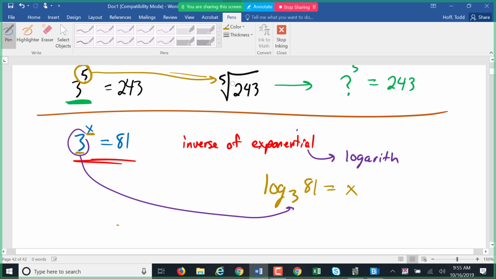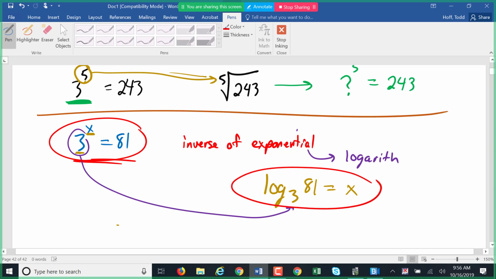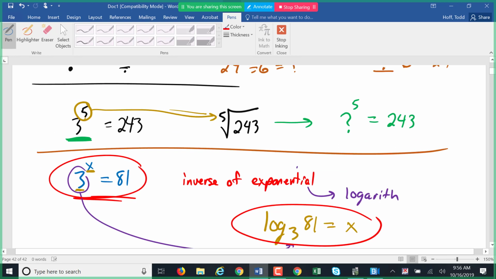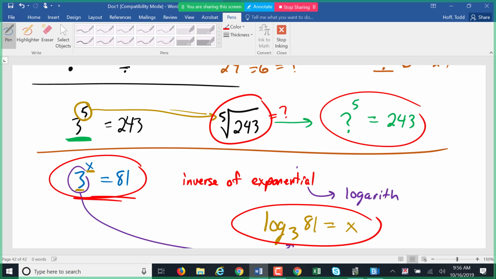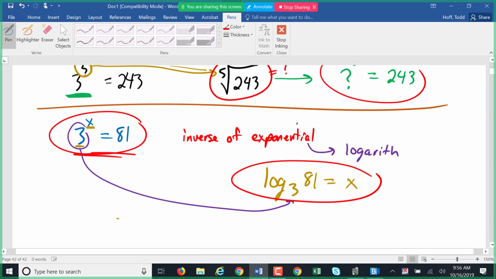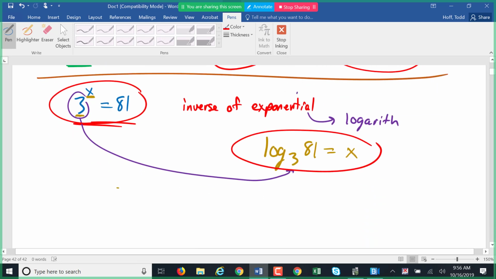These two statements here are equivalent. They're saying the same thing, just like these two are equivalent. Saying the fifth root of 243 equals question mark. Well, question mark to the power of 5 equals 243. They're equivalent problems. So that's one of the first things we need to be able to do with these logarithms, is to convert them to their equivalent exponential form.